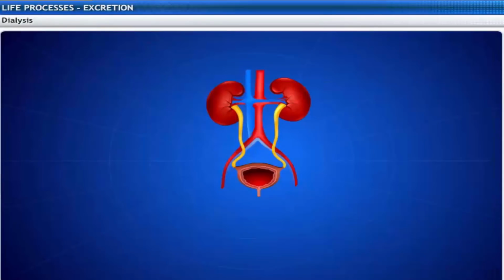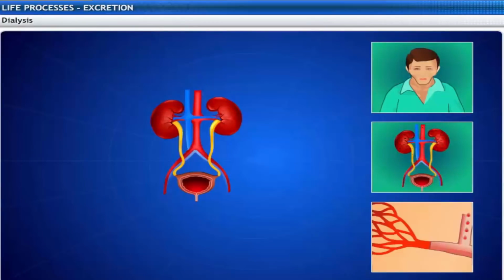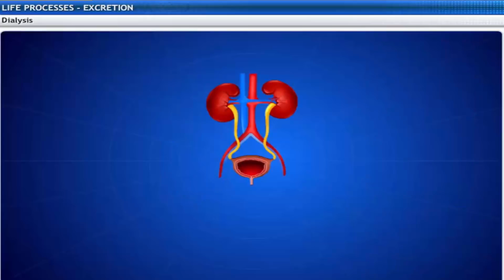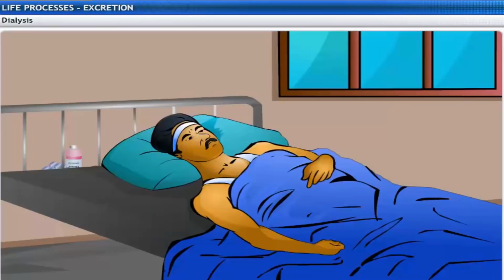When factors like infections, injury, or restricted blood flow affect the functions of kidneys, it leads to the accumulation of poisonous wastes in the body. If not detected on time, these accumulated wastes can lead to death.